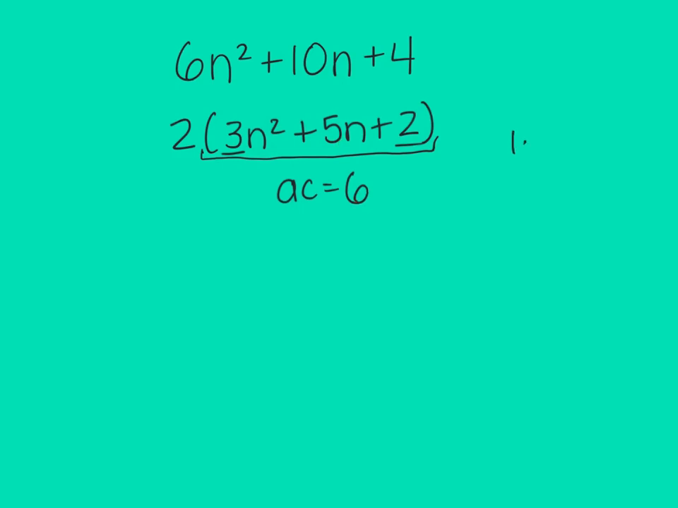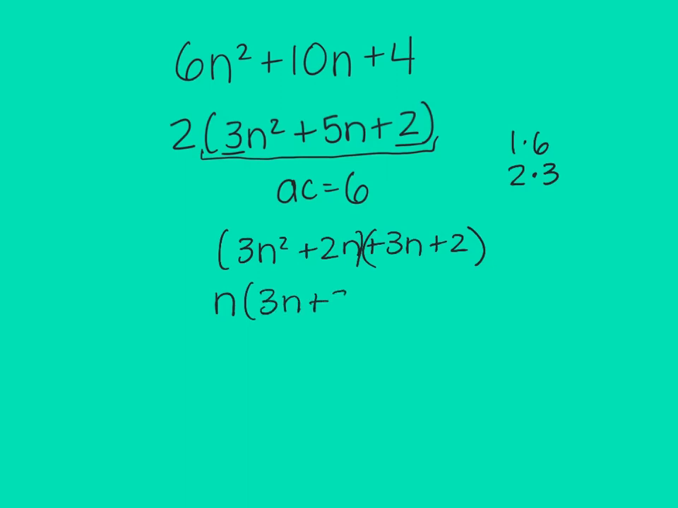So 1 times 6, that equals 6, but 1 plus 6 doesn't equal 5. 2 times 3 also equals 6, and 2 plus 3 equals 5. So those are the two numbers we're going to use. So when I rewrite it, I could put 2n plus 3n plus 2, and then I will factor this into two groups. I can take out an n here, and I'd be left with 3n plus 2. Here, 3n plus 2 in this parentheses.